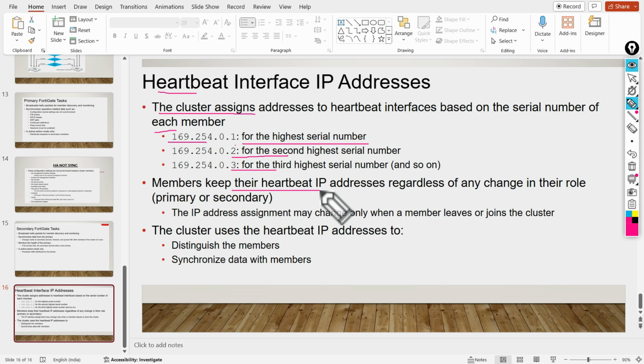Members keep their heartbeat IP addresses regardless of any changes in their role. So if the primary becomes secondary and the secondary becomes primary, in that case the heartbeat IP addresses will not change. The IP address assignment may change only when a member leaves or joins the cluster. So if one of the members leaves the cluster and rejoins, in that case this IP assignment will be done again. The cluster uses heartbeat IP addresses to distinguish the members and synchronize data with members. So this is the use of the IP address.